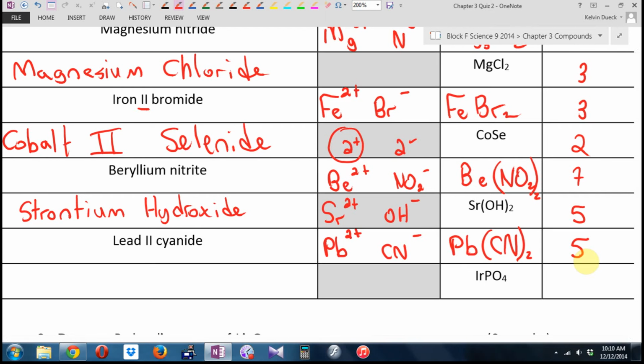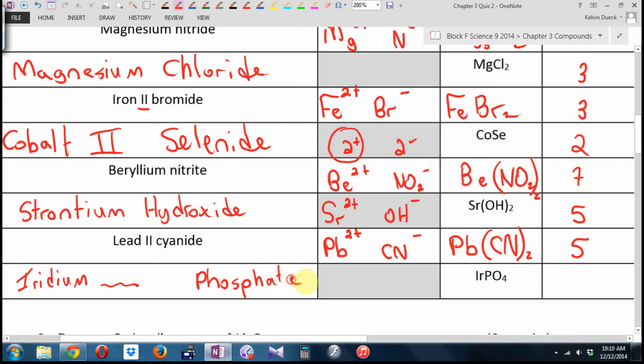Now this got tougher. How do I figure out? So it's going to be iridium something, and PO4 is phosphate. But the question, Nicole, is what's going to go here? What Roman numeral is going to go here?